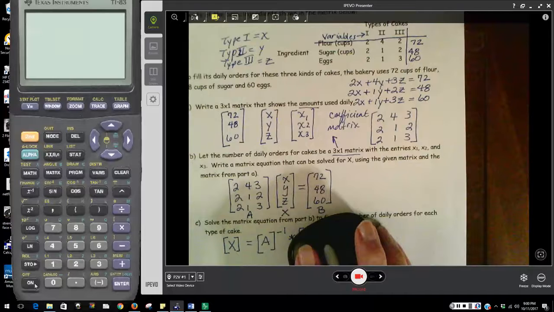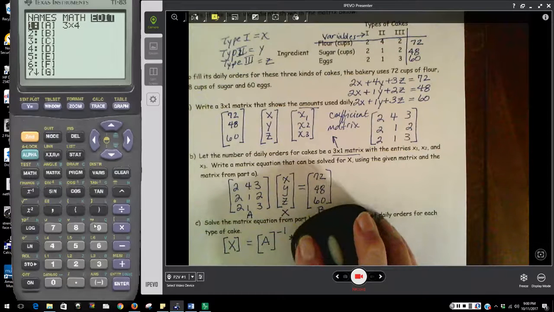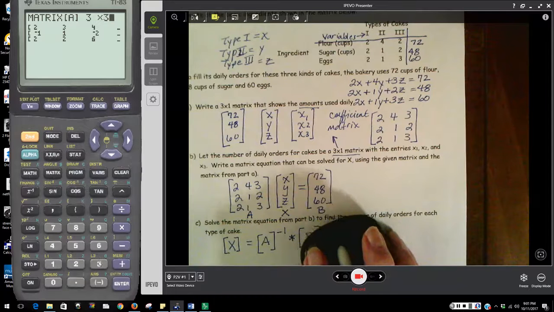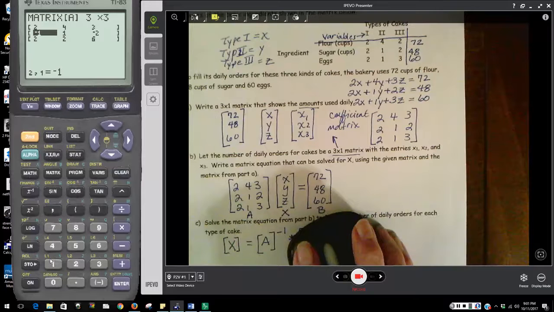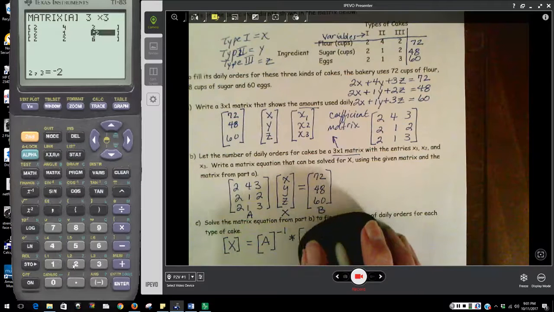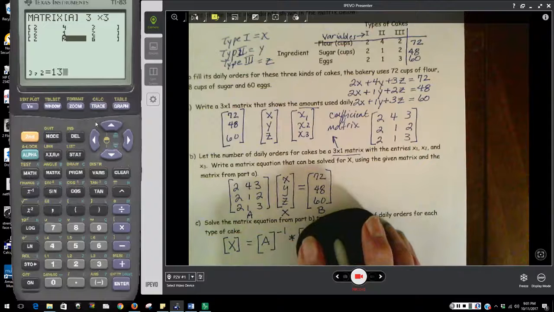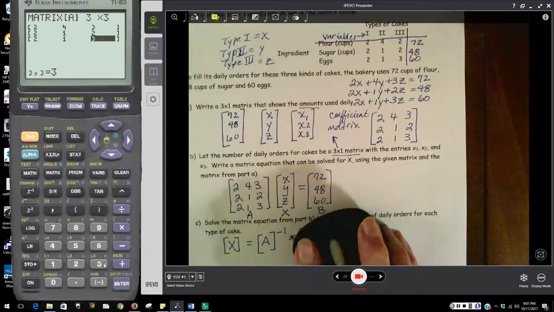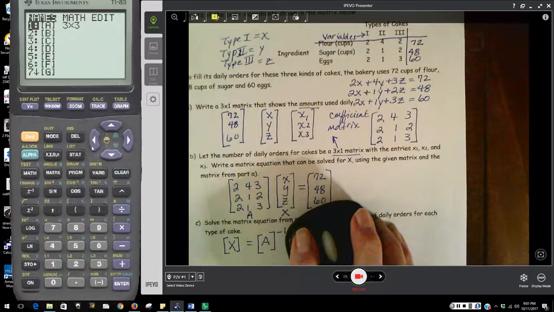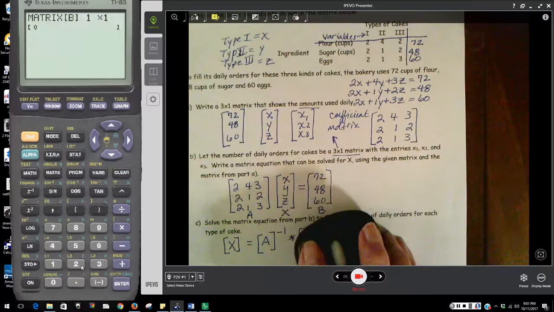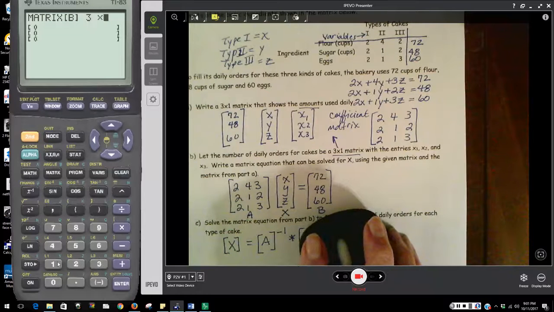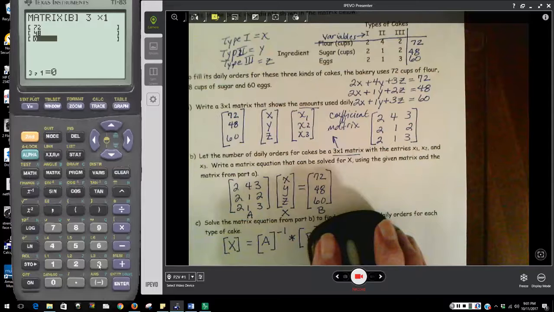go to matrix, and over to edit, choose matrix A to be a 3 by 3 with the entries 2, 4, 3, 2, 1, 2, and 2, 1, 3. And then we'll quit and go back to matrix and go over and edit matrix B. And matrix B is going to be a 3 by 1. And it contains 72, 48, and 60.